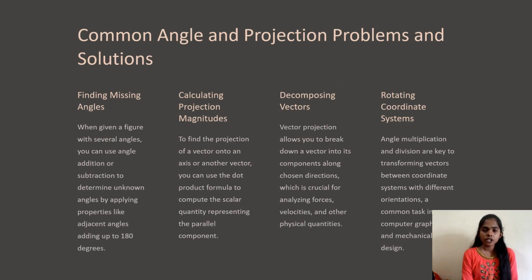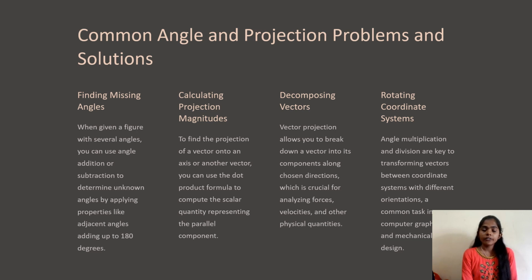Common angle and projection problems and solutions. Finding missing angles. When given a figure with several angles, you can use angle addition or subtraction to determine the unknown angle by applying properties like adjacent angles adding up to 180 degrees. Second one is calculating projection magnitudes. To find the projection of a vector on an axis or another vector, you can use the dot product formula to compute the scalar quantity representing the parallel component.